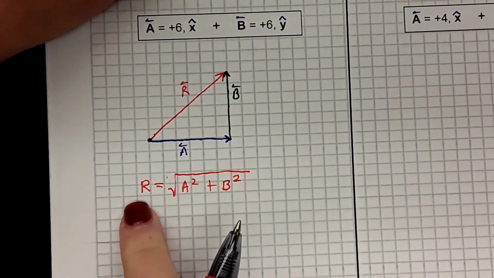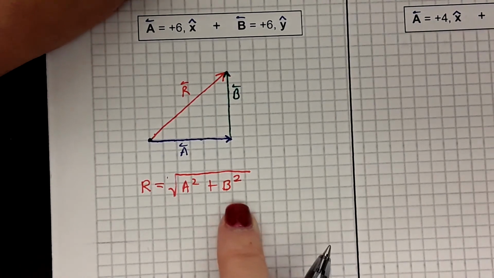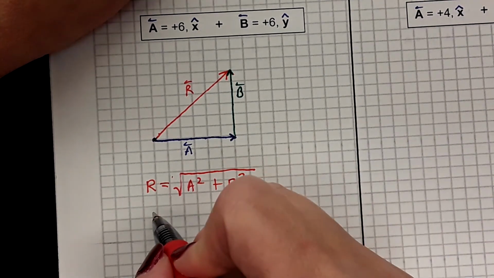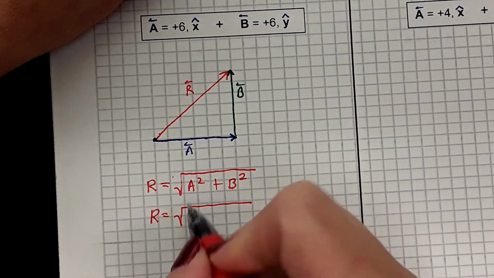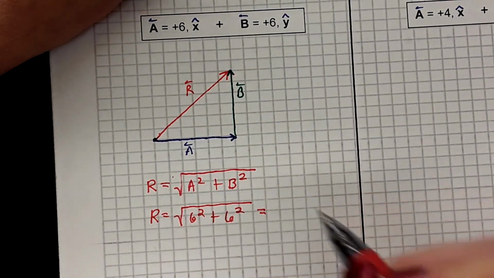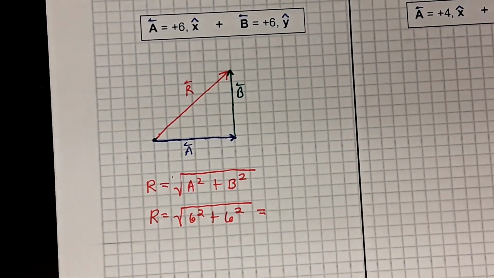I'm not going to say r squared equals a squared plus b squared, because then I would have to write it a second time showing that I'm square rooting both sides. So why not just write it like that? Okay? Saves us a step. Now, to get the answer, all we have to do is say the square root of 6 squared plus 6 squared. And if you stick that in your calculator, you're going to get a value.